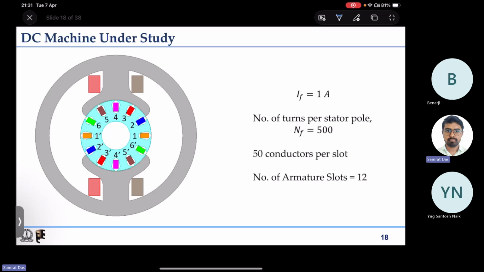So this is the DC machine case study which we are going to take. Here we have armature slots, 12 slots, and the field winding is carrying 1 ampere of current. The number of turns per stator pole is 500, and again 500 turns on the other pole. There are 50 conductors in each armature slot. This is just a number, it can be 10, 20, whatever.